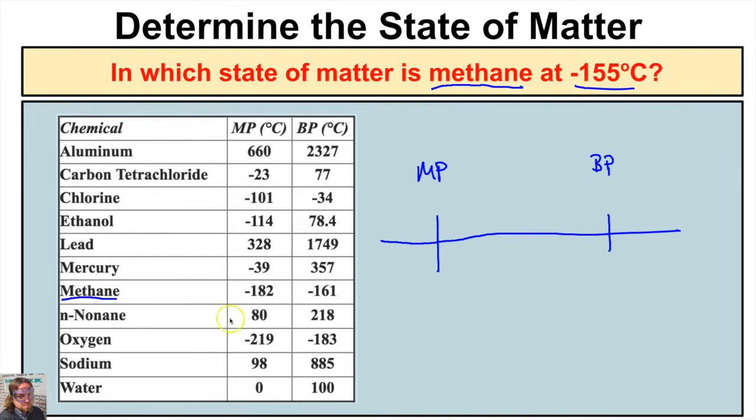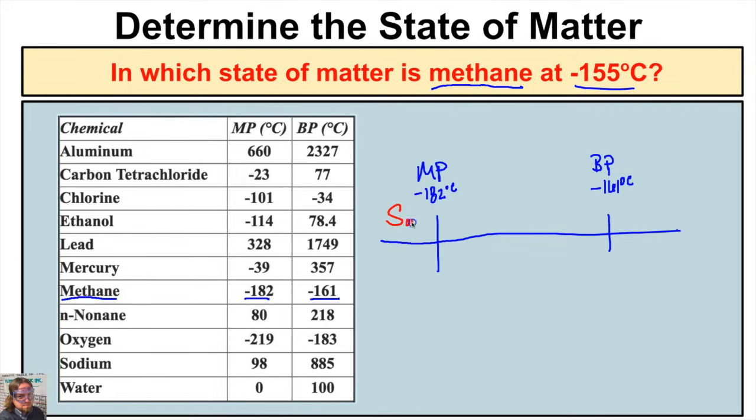If we look at methane, we see that the melting point is negative 182 degrees Celsius, and the boiling point is negative 161 degrees Celsius. So 0 would be over here, and negative 200 would be somewhere over here. Everything that leads up to the substance's melting point is going to be in what state of matter? As we get warmer and warmer leading up to this melting point, the substance is going to be in the solid state.